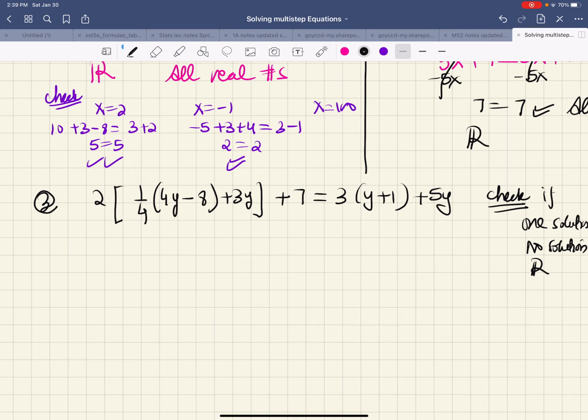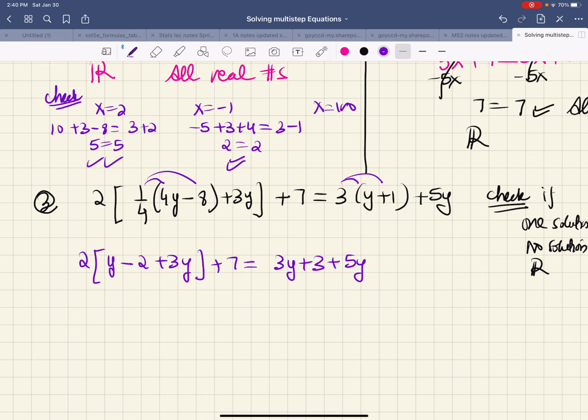All right, looks like it's a bit of work, so let's start from the innermost parentheses on the left-hand side. I'm going to leave everything else as it is. 1/4 times 4y will just leave me with y because 4 and 4 will cancel. 1/4 of 8 is 2 plus 3y plus 7 equals, on the right-hand side, distribute 3. Distribute 3 inside the parentheses, so that's 3y plus 3 plus 5y.